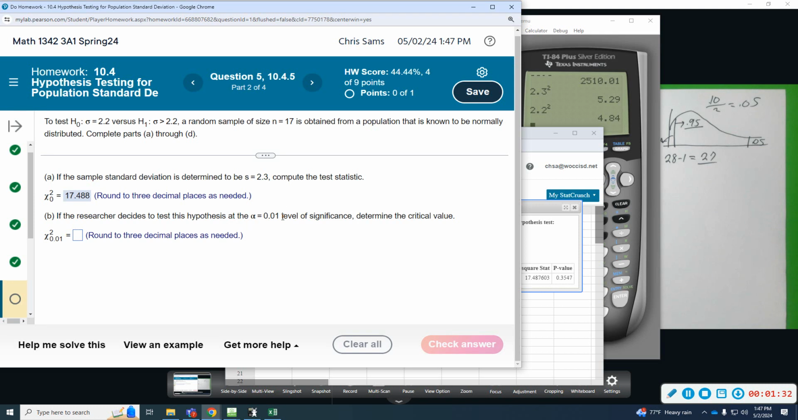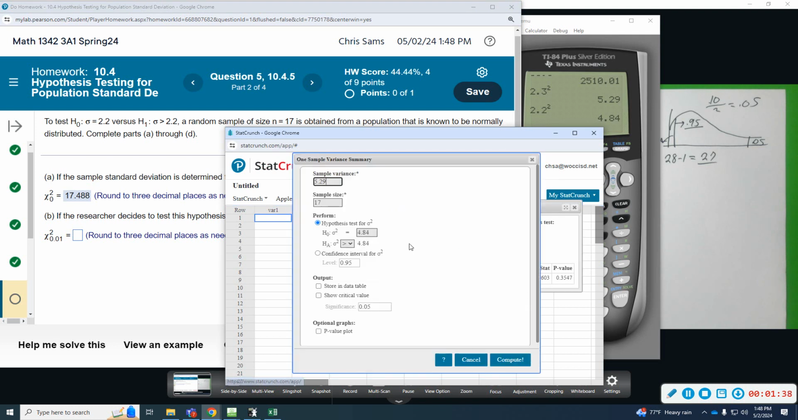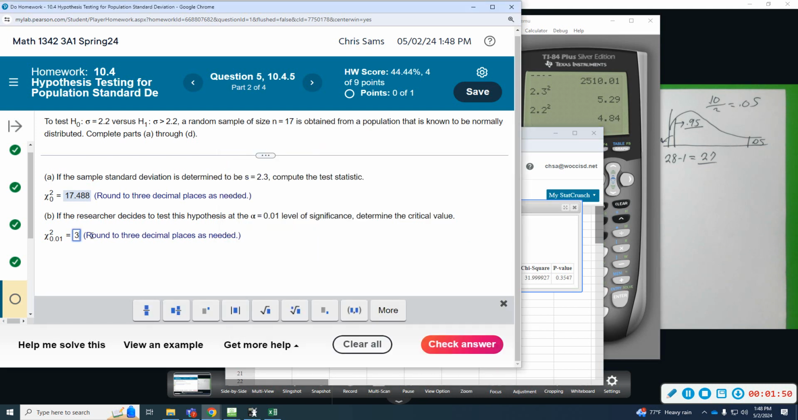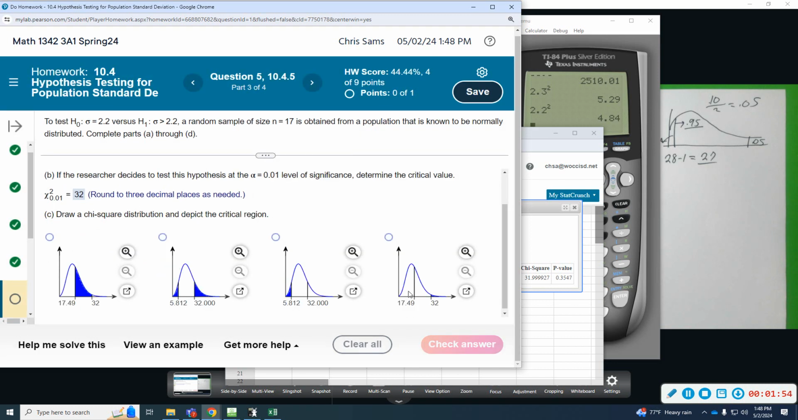With alpha 0.01, find that critical value. Options, critical value, 0.01. We get 31.999, and it'll give us roughly 32. Right tail test, so D.